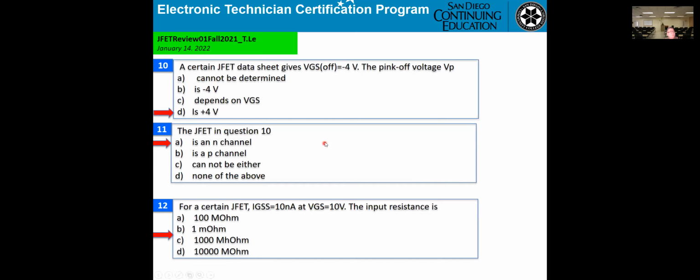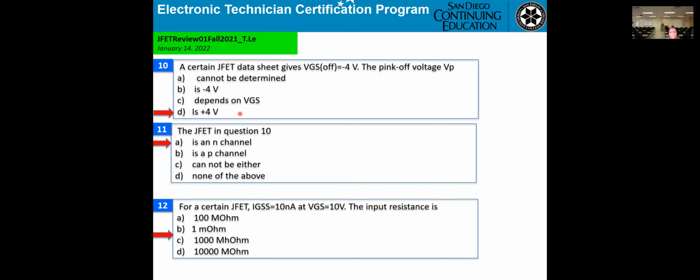Okay, number 10. A certain JFET data given, VGS off equal -4. The pinch-off voltage VP. The answer will be D. If you do not quite follow it, let me know. Otherwise, we cannot review everything. You understand VGS off and VP, they're the same value. However, they will be opposite polarity. Okay?